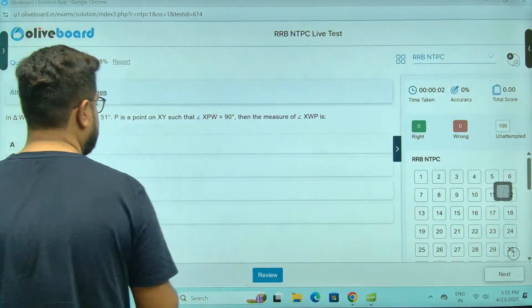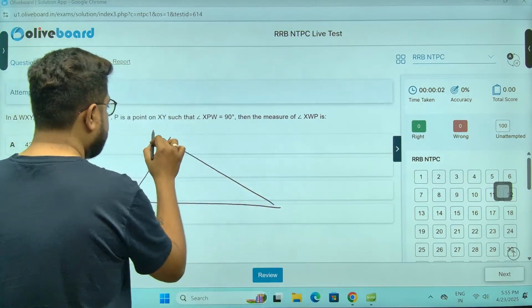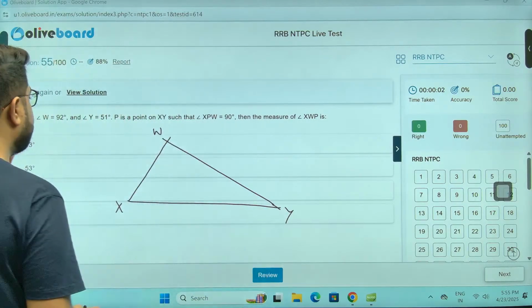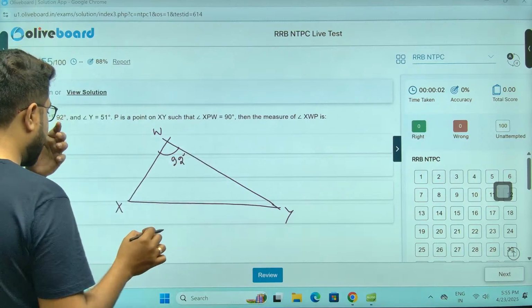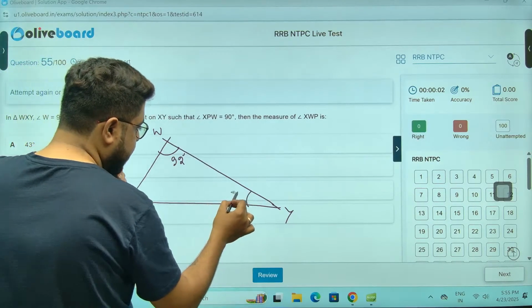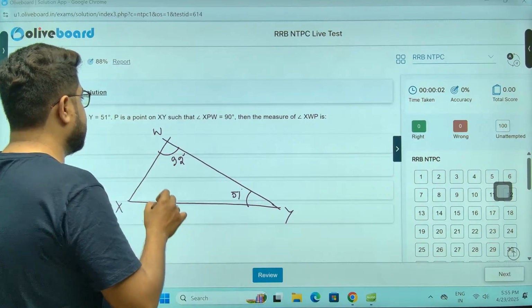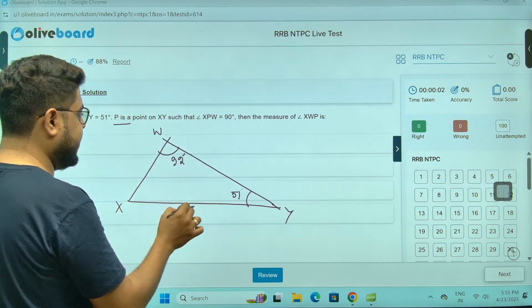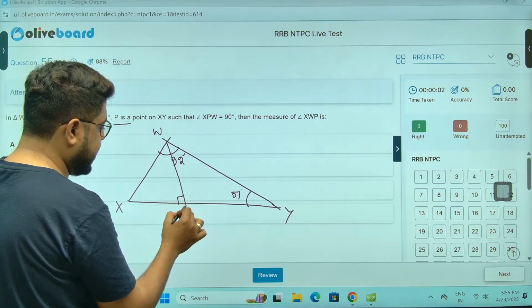WXY. Angle W is 92 degrees, okay? Y is 51. XY such that P is a point on XY, okay? XPW, acha. This is 90 degrees.